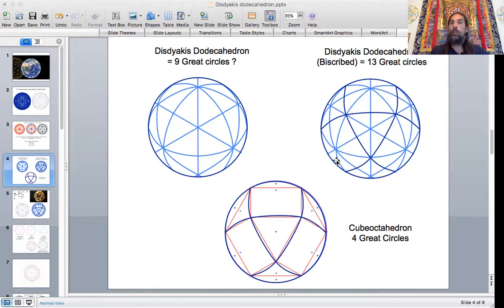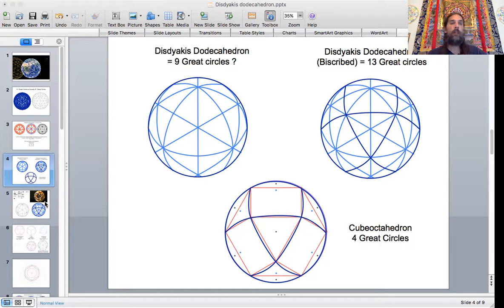So in my view, these 4 forms, this disdyakis dodecahedron and the hexahedron, the triakis dodecahedron. I'm getting the names mixed up right now. Excuse me, we have to check out that other video. They're important forms because they have that biscribed quality, which is related to the platonic solids. So anyway, this one is 13 great circles because we're adding in these additional 4 cuboctahedron great circles. Without those, we do have 9.